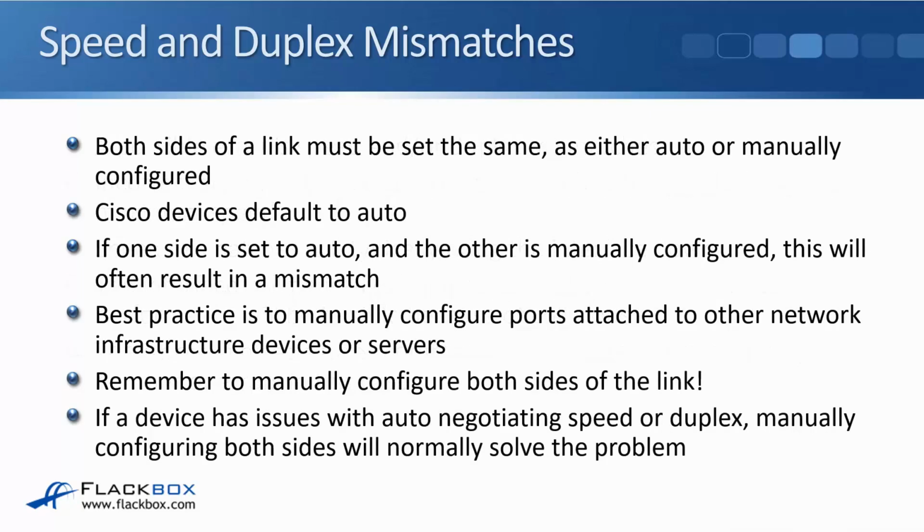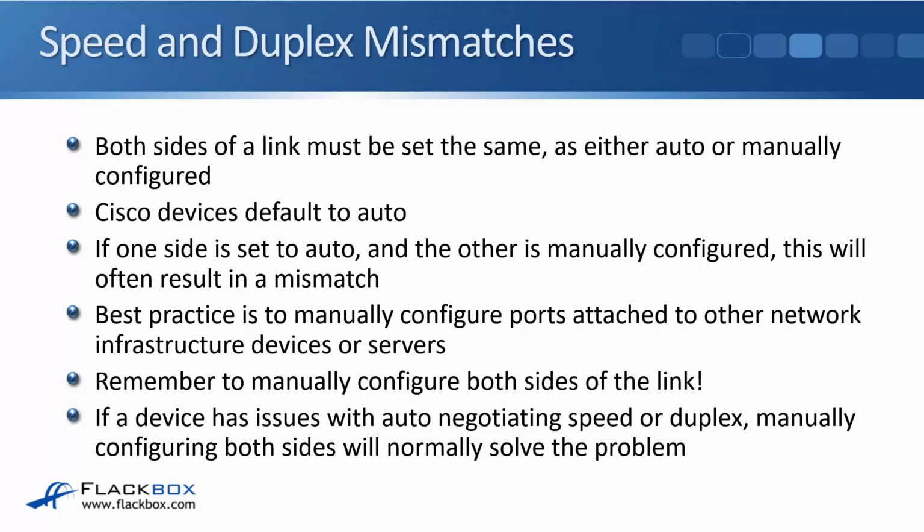As we said in the earlier lecture, both sides of a link must be set the same for the speed and duplex. Either set both sides to auto or manually configure both sides. Now, you don't need to do that for all ports. So for example, in one switch, maybe port 1 is set manually and the device on the other side has to be set manually. Maybe port 2 is set auto, the device on the other side of that link should also be set to auto. Your Cisco devices will default to auto. If one side is set to auto and the other is manually configured, it will often result in a mismatch, so always set them both the same.